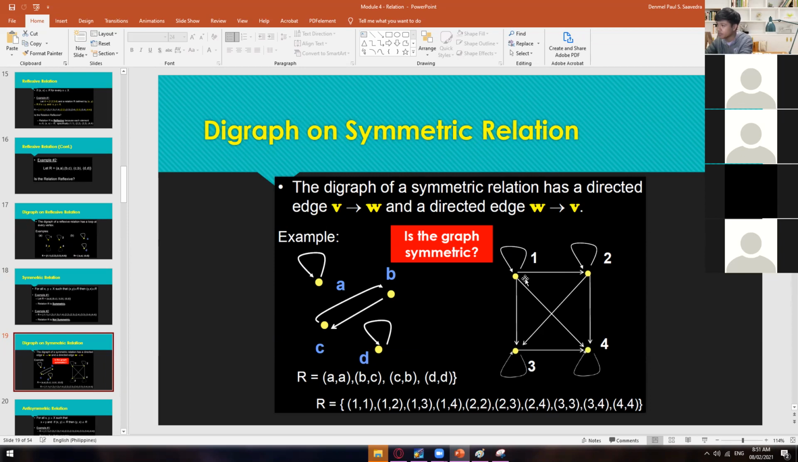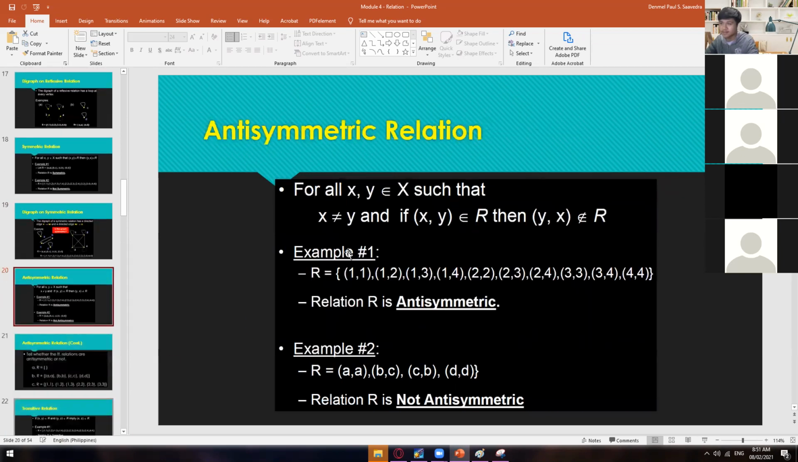As you can see right here, we have 1, 4, but there is no line going back to the 1, or 4 going to the 1. So that is why this diagram is not a symmetric relation. Are we clear so far on symmetric relation? Yes, sir. All right, so let's now move on to the antisymmetric relation.